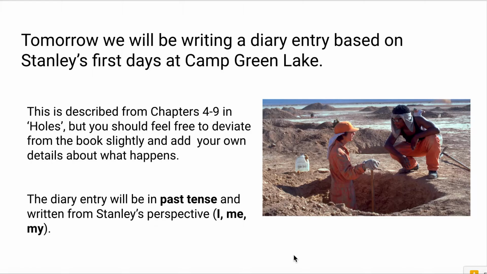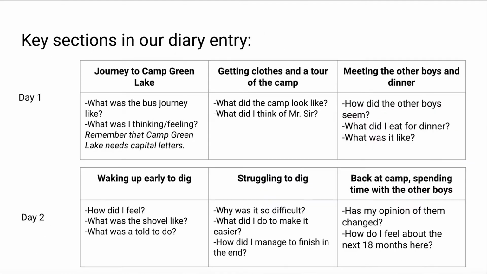So the diary entry will obviously be in past tense because we're writing as if Stanley is writing about what happened in his first 2 days at camp. Here's the rough overview or outline of our diary entries. On day one, we'll start off talking about the journey to Camp Green Lake. What was that bus journey like? What was I thinking or feeling?